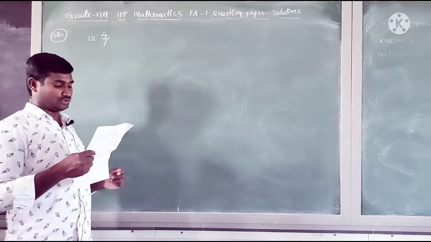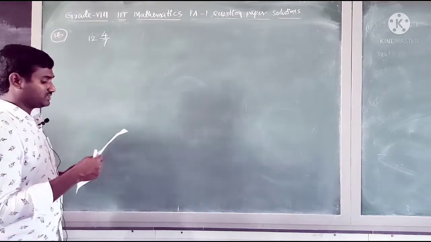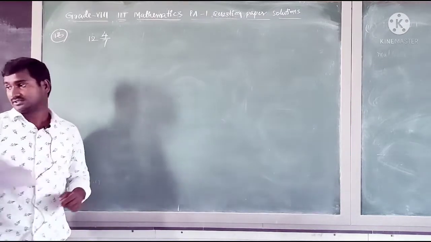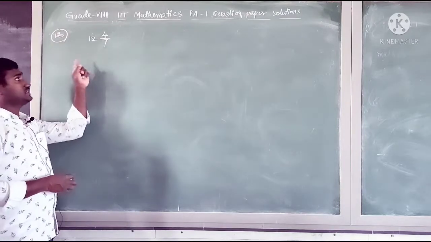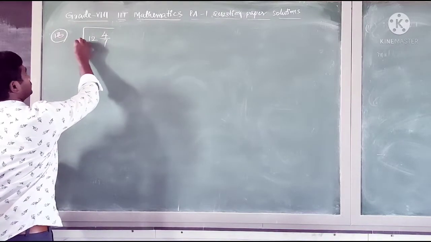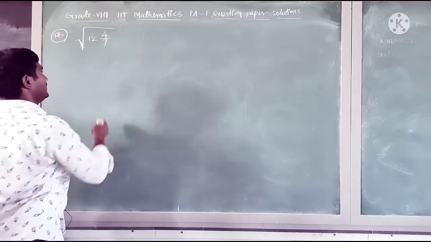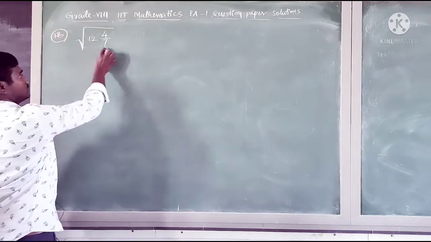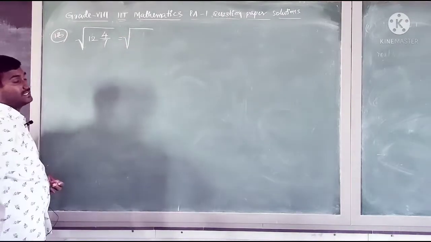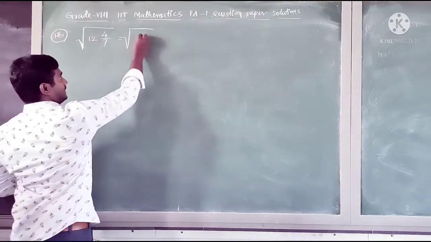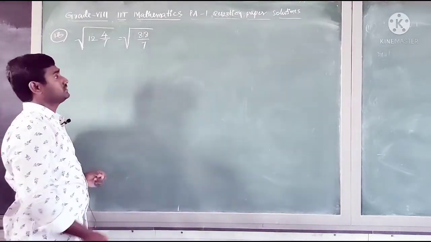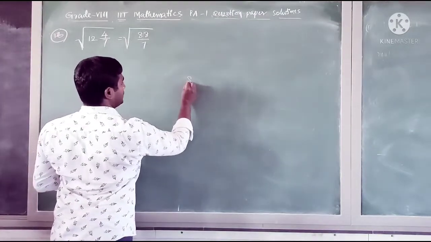Now I am going to discuss question number 16. Find the square root of 12 4 by 7 correct to 3 decimal places. So we need to find the square root of this number. The square root of this number will come in decimals, and we need to find it up to 3 decimal places. Let us see. So 12 4 by 7. If you convert it into an improper fraction, 7 12s are 84, 84 plus 4, 88. So 88 by 7.